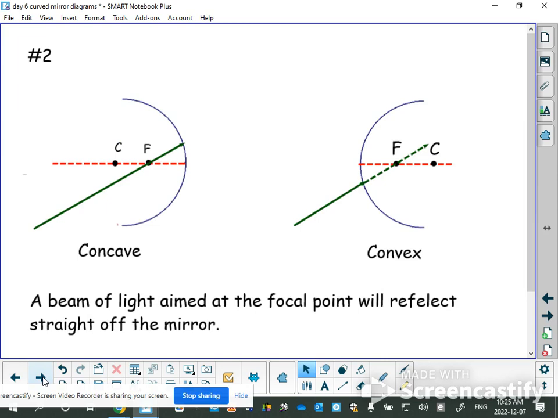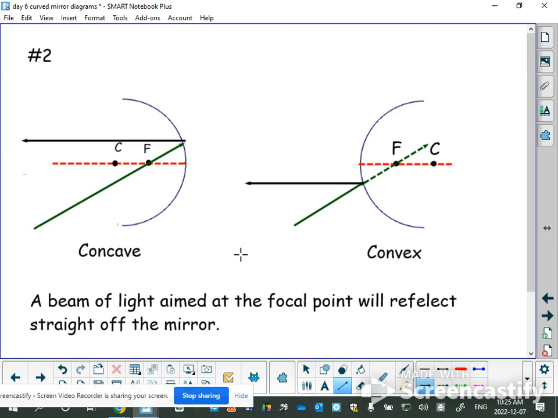Rule number two is basically the opposite. The light goes through the focal point first, and then it's going to bounce off, so it goes straight. So when you go to draw this line, the light goes through the focal point, hits the mirror, and in the concave will bounce straight out. In the convex, it's aimed at the focal point. You can see this dotted section. It's just showing that I'm aiming it at the focal point. The light actually would stop right here where it hits the mirror. And where it hits the mirror, it will go straight out. So that's rule number two. A beam of light aimed at the focal point reflects straight off the mirror.